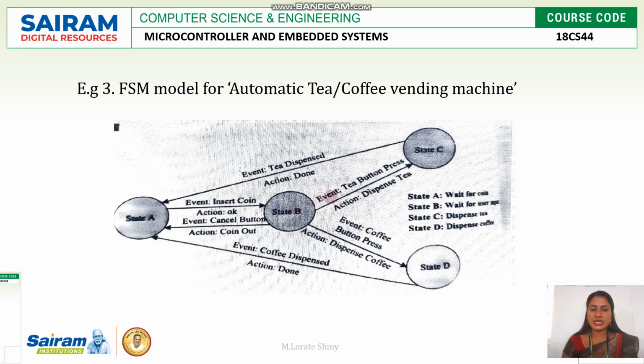Okay. So again we have 2 options. The user can press the tea button or he can press the coffee button. If he presses the tea button, then the state will be state C. If he goes for the coffee option, then the state is state D. The action will be dispense tea here, dispense coffee here. So once the tea or coffee is dispensed, again the state will go back to the initial state, which means state A.